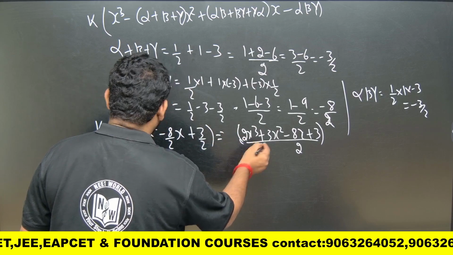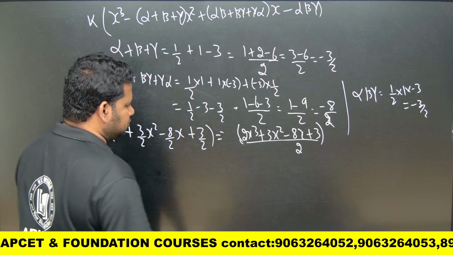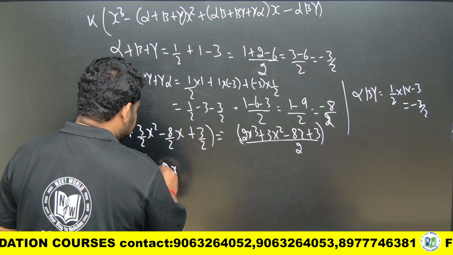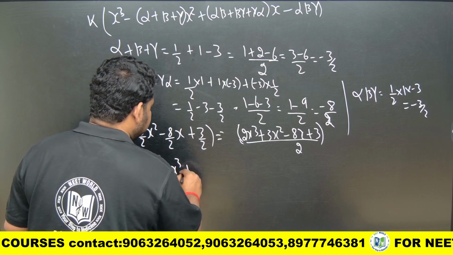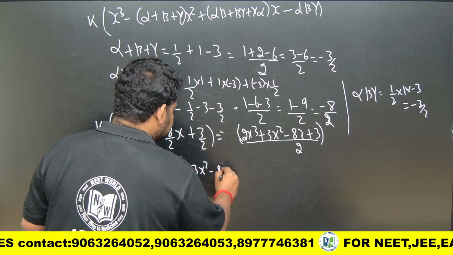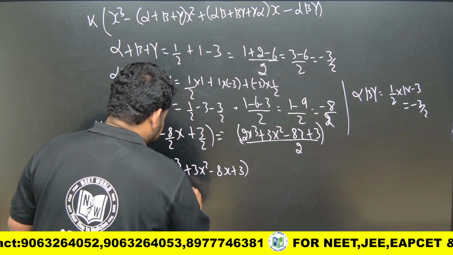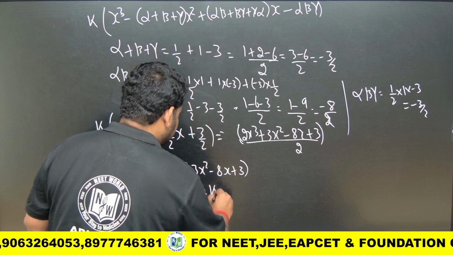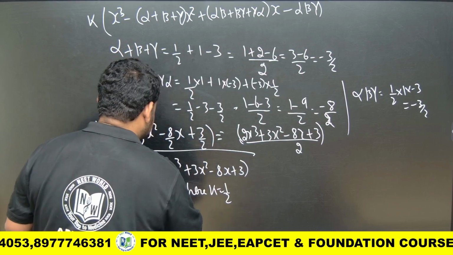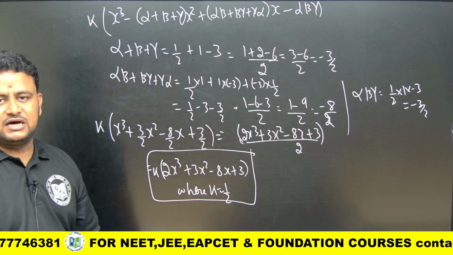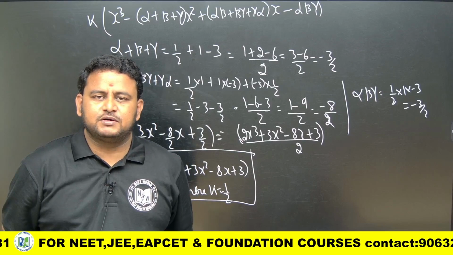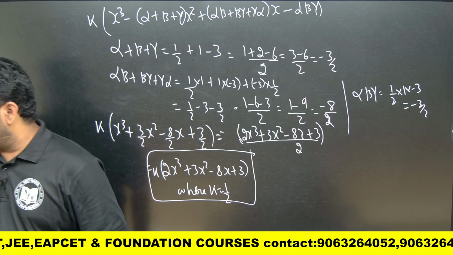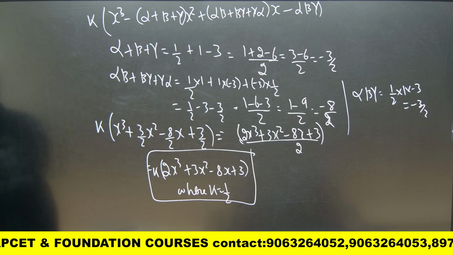Or I can write it like this. So this will become equal to k times 2x cube plus 3x square minus 8x plus 3, where k is equal to 1 by 2. This is how you can solve this question. So we got the cubic polynomial. They have given the zeros, and we are able to find the cubic polynomial.